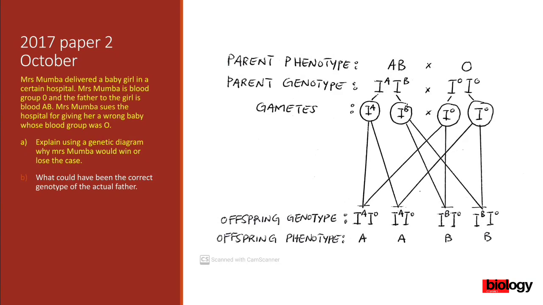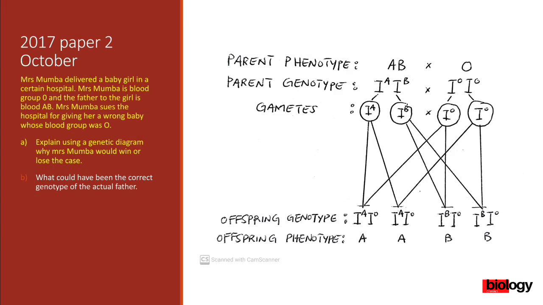So the genotype for AB is capital letter I to the power capital letter A, capital letter I to the power capital letter B. That is the genotype for AB. Then the genotype for O is capital letter I to the power O, capital letter I to the power O. That is the genotype for O.